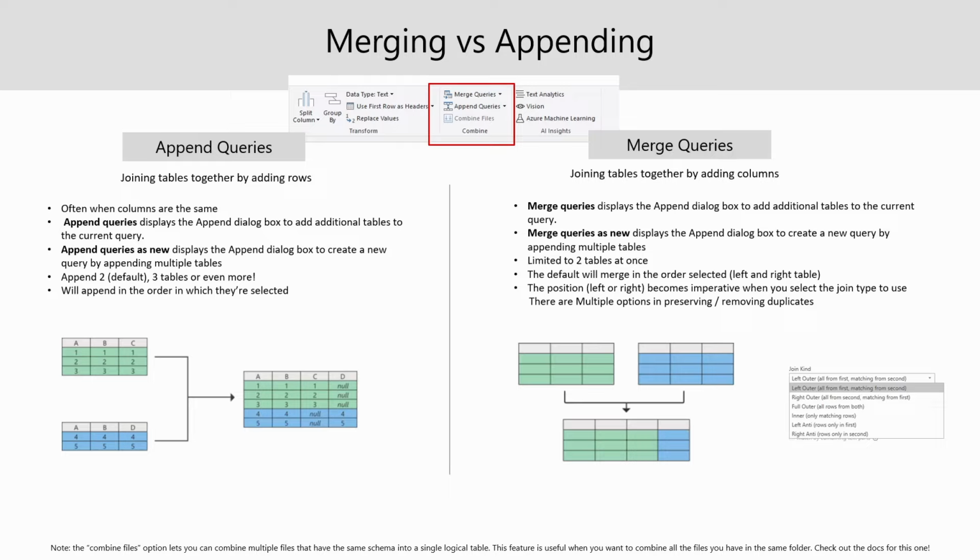Merging queries is adding 2 tables or more into columns, so you're basically adding the columns together to the right instead of on the bottom because the columns don't always match. Now, in this case you also have to specify a join kind. There are a number of join kinds displayed, and we'll cover these in the next segment.